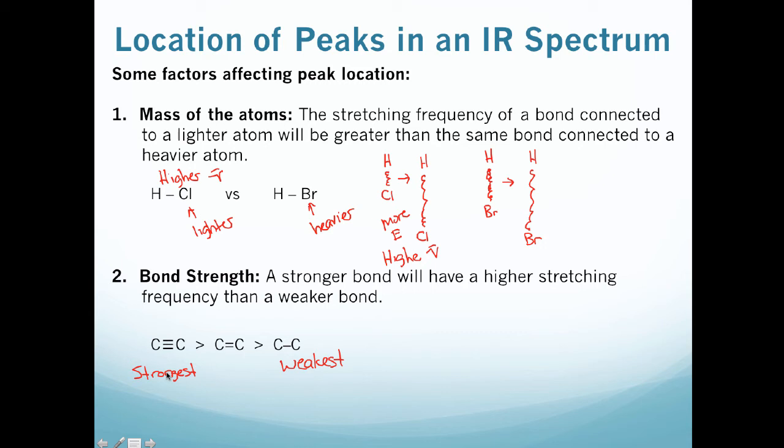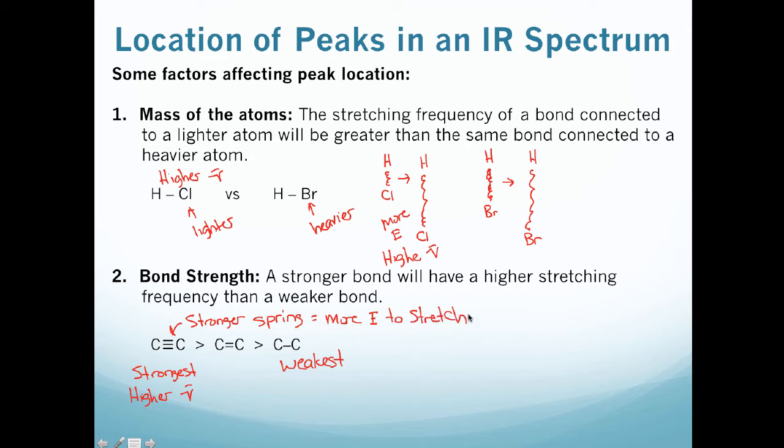So the stronger carbon-carbon triple bond is going to have a higher wave number. And another way we can think about this in terms of springs: think of a triple bond, a stronger bond, as being a stronger spring, which requires more energy to stretch.